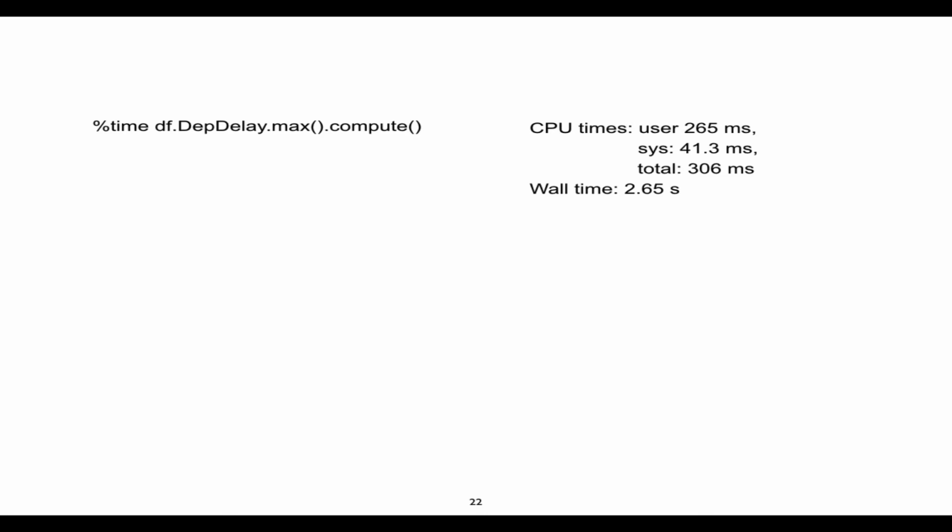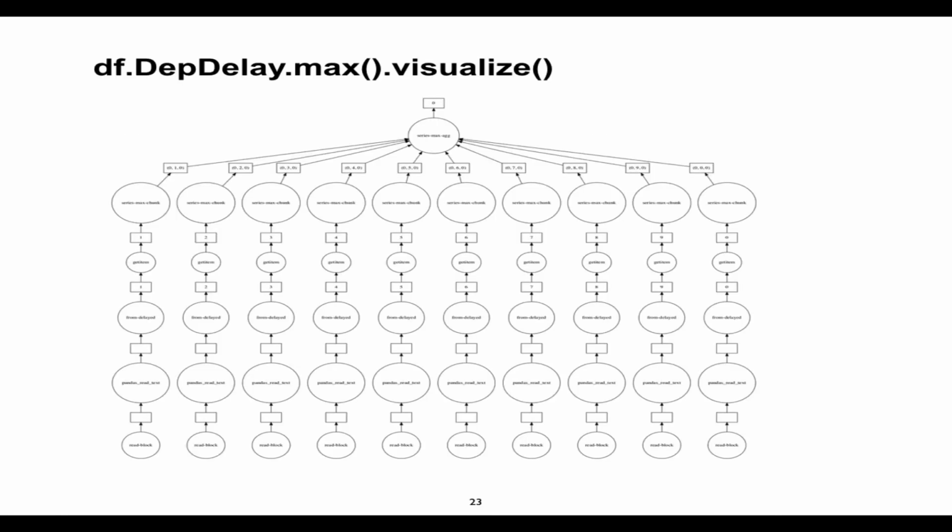So then we can compute what's the maximum delay? Well, again, we give it the departure delay column, compute the max, and then call compute. Once again, it's breaking it into smaller data frames, computing the max on each one, and grabbing the result. And again, when you call visualize on it, it shows you it broke into pieces. Yeah, it's really hard to read even.